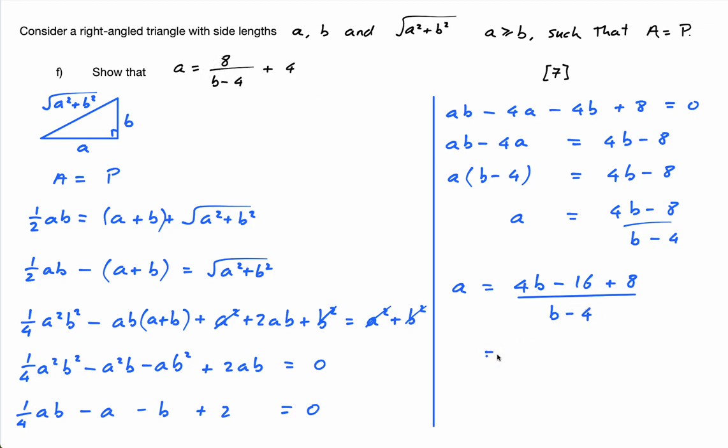But I'll also have, when I take out this 4, 4 times B minus 4, because 4 times B minus 4 is 4B minus 16, which I want. Plus, and it's this over B minus 4 plus 8 over B minus 4. And then this obviously cancels nicely, and I'm left with 8 over B minus 4 plus 4, which is what they wanted.